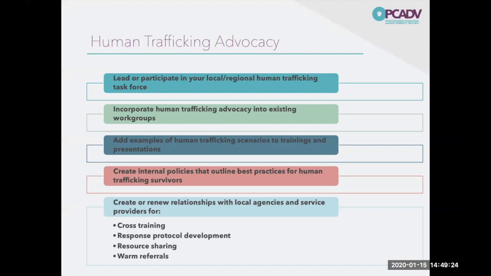And then we also have resource sharing. So very simply, this kind of crosses over into cross-training, but if you can't find the time to do cross-training, you can at least drop resources off places and collect resources to share. And then finally, warm referral. So all of this kind of tracks into, if I'm going to be sharing a resource with somebody, I should also be able to give them a good recommendation about who they can talk to.